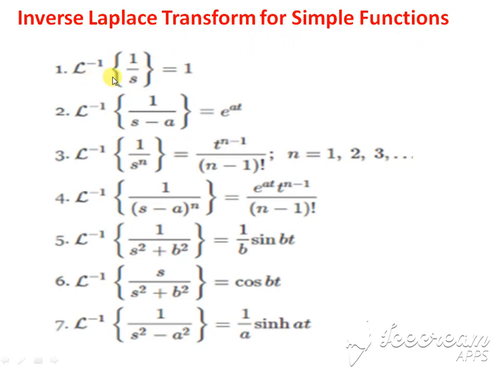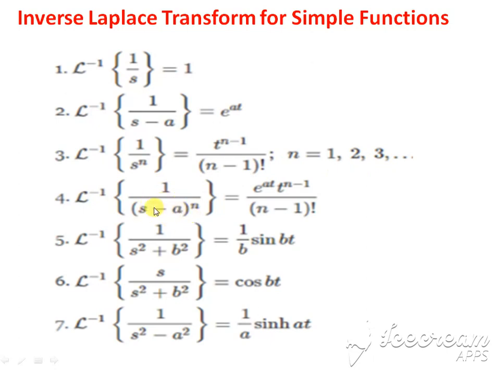First one, Laplace inverse of 1 by s is equal to 1. Second one, Laplace inverse of 1 by s minus a, just the opposite sign here, is e^(at). Then third one, Laplace inverse of 1 by s^n is equal to t^(n-1) by (n-1) factorial, when n is equal to 1, 2, 3. So next one, L inverse of 1 by (s minus a)^n.